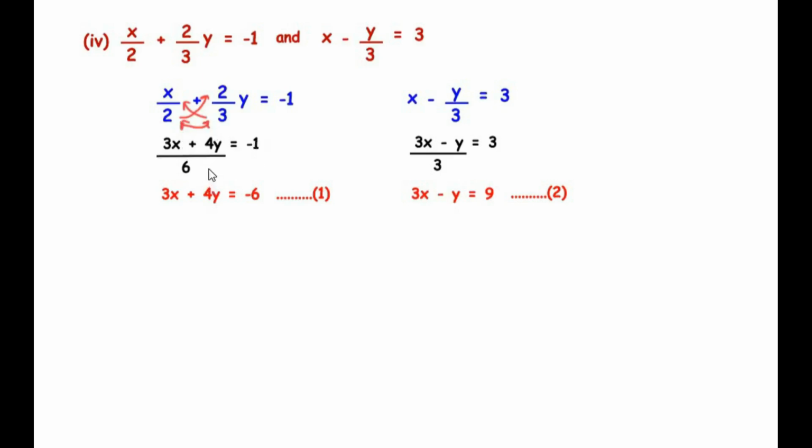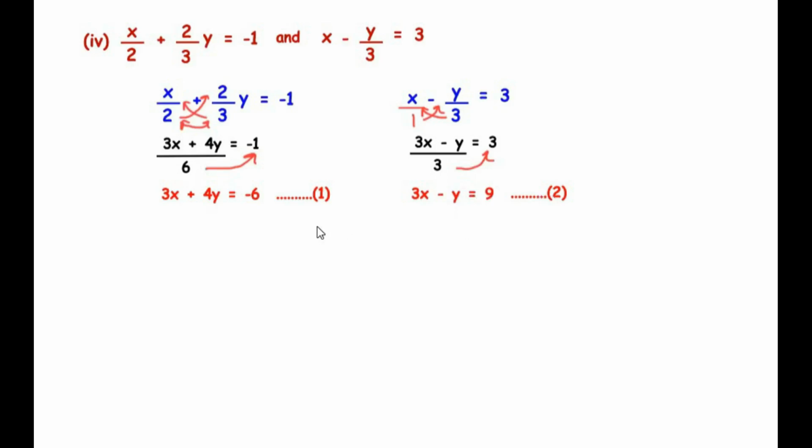Now in the next step we are going to take 6 on the other side of equal to sign. So this fractional equation now becomes 3x plus 4y is equal to negative 6. So let us consider this as equation 1. Similarly in the second equation, here we can write x as x over 1. Again applying the cross multiplication method. Here we are going to multiply 3 with x giving us 3x minus 1 multiplies with y giving us minus y, and we can multiply the denominators together to give us 3. Now in the next step we are going to multiply 3 with 3 giving us the equation as 3x minus y equal to 9. And let us consider this as equation 2.